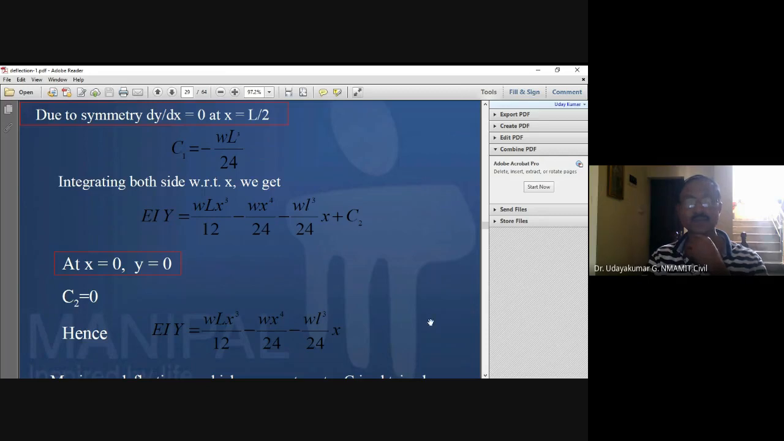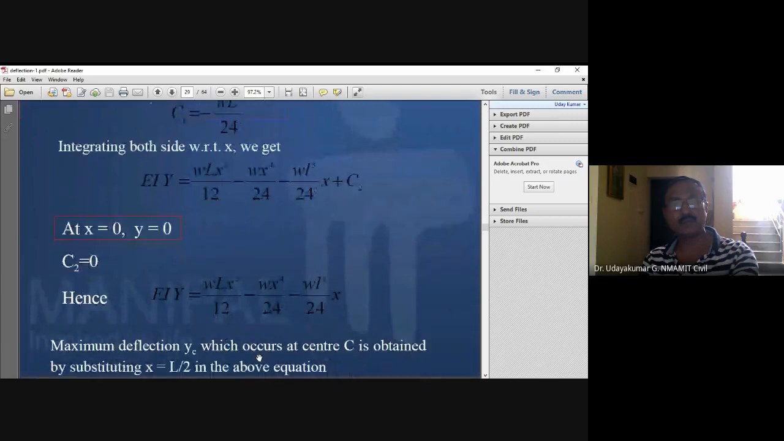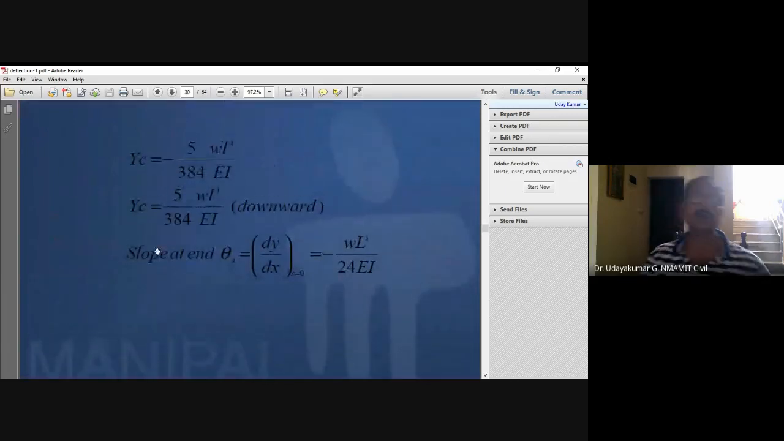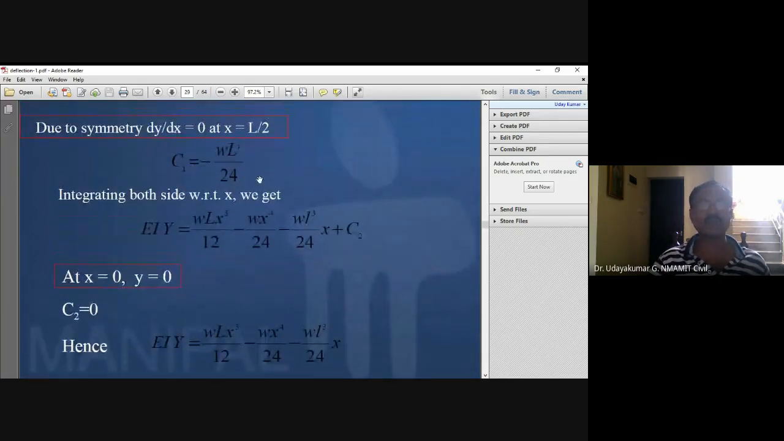What is the maximum deflection? 5 times omega L to the power 4 divided by 384, sorry, 384 EI. So that is the maximum deflection. The minus sign indicates downward deflection. And the slope at the end is nothing but the value of C1. Okay, at the support, it's automatically the value of C1.